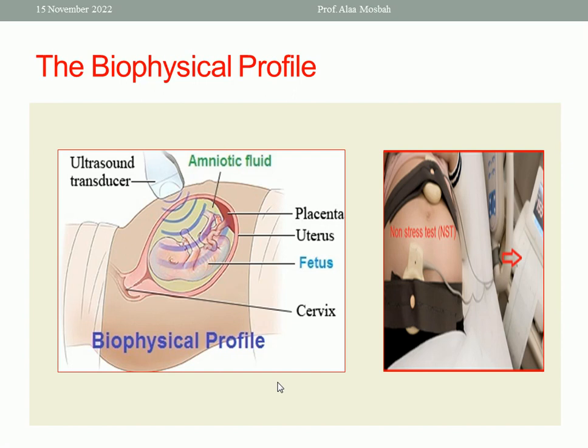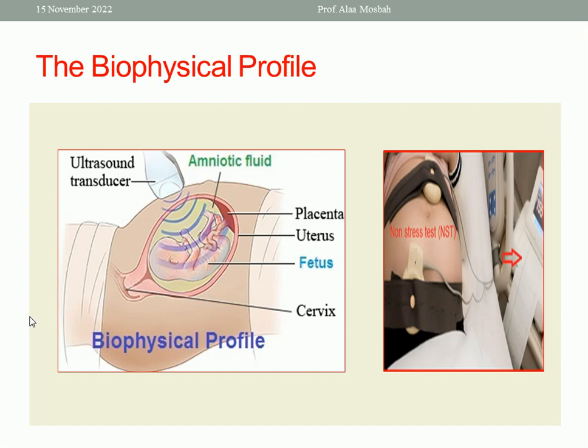Then the fetal limb movement, extension and deflection, denoting the limb extension and deflection, denoting the fetal tone.